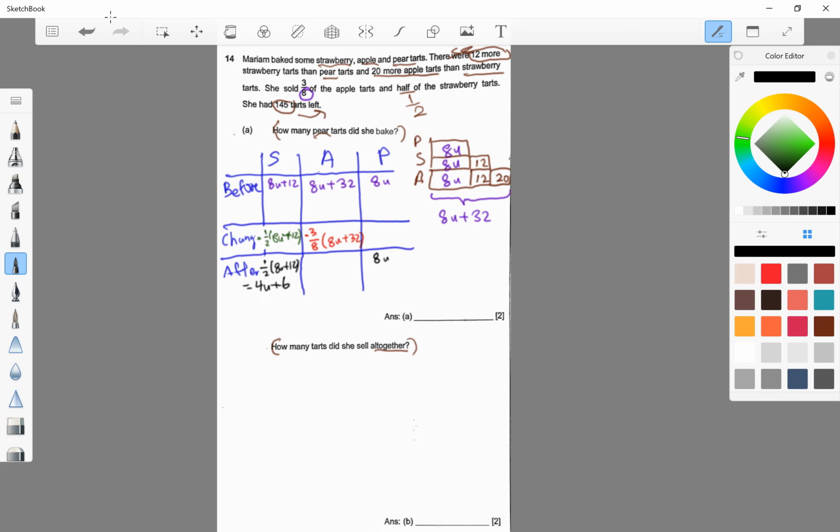As for 3 out of 8, if I actually sold 3 out of 8 of the apple tarts, I'll be left with 5 out of 8 of the apple tarts. And 5 out of 8, if I work out 5 out of 8 of 8 units plus 32 becomes 5 units plus 20. Okay, 5 units plus 20.